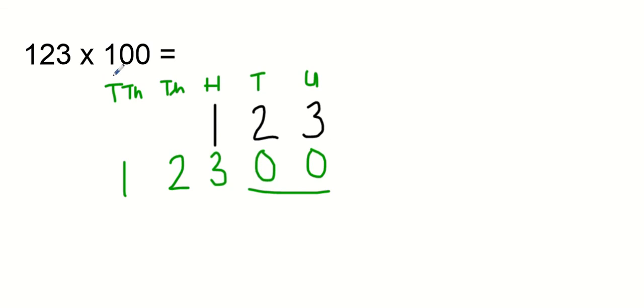Now when we are in school, we talk about if you're times-ing it by 10, 100 or 1,000, the amount of zeros gives you a bit of a clue as to how many columns you need to move up or down. So we've moved 2 columns, so we've got 2 placeholders there.